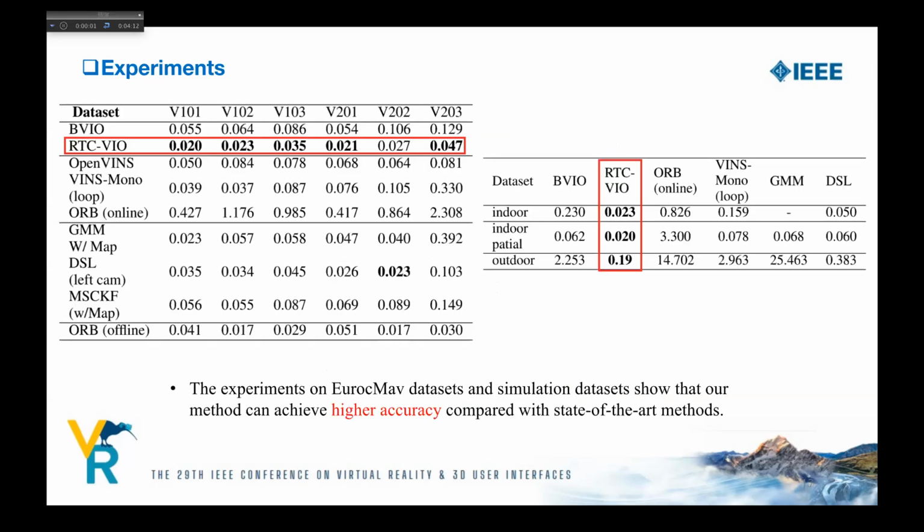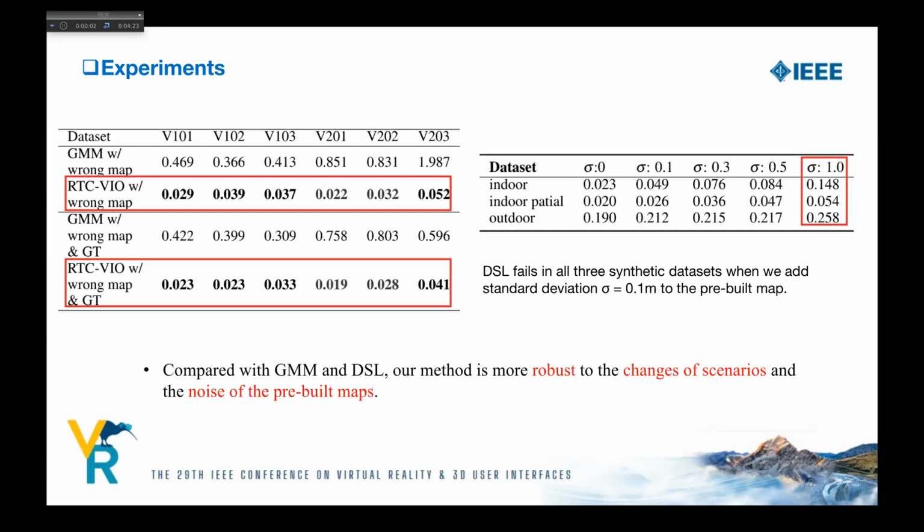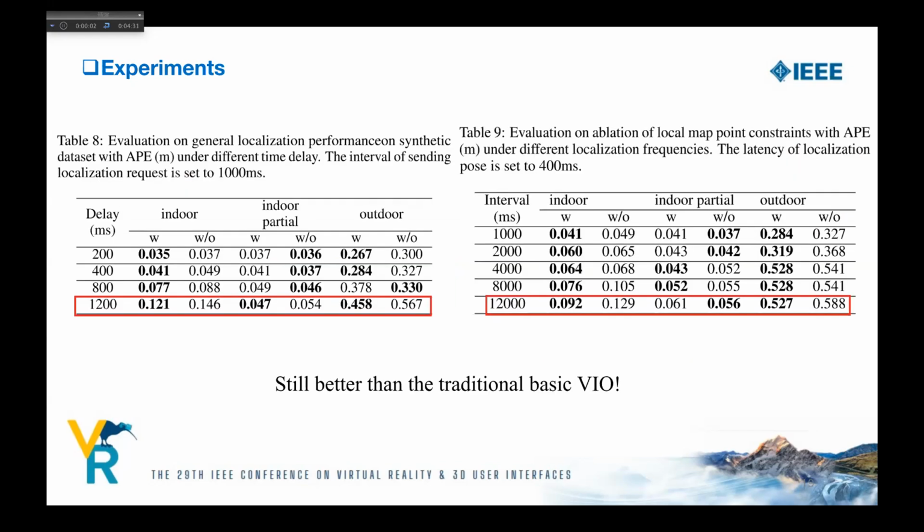The experiments on real datasets and the simulation datasets show that our method can achieve higher accuracy compared with the state-of-the-art methods. Compared with GMM and the DSL, our method is more robust to the changes of maps. Under the condition of high time delay and low localization frequency, our method can still achieve better accuracy than the traditional basic VIO.